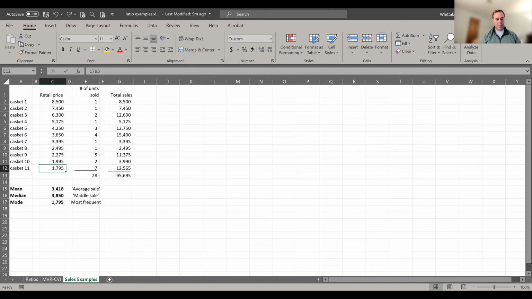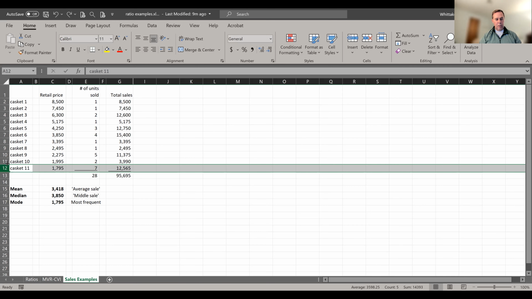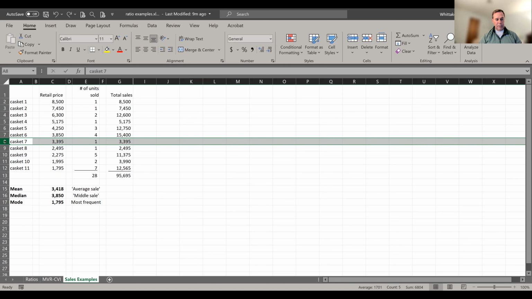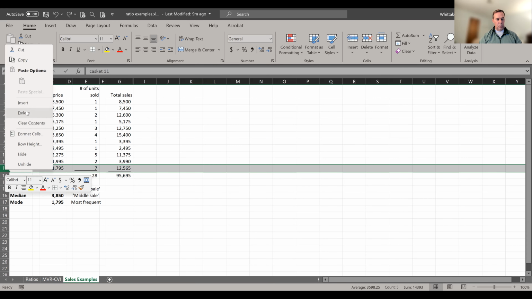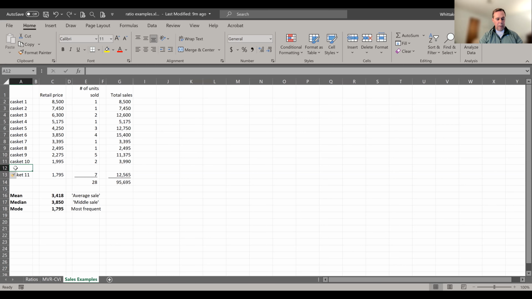let's add one. How's that sound? We're going to add here at the bottom. We're going to insert casket 11. Call this one casket 12. And then in the middle here, 1805. Let's say I'm going to sell one of those. It changed the average, as you can see. It changed the number of units, which was 29.